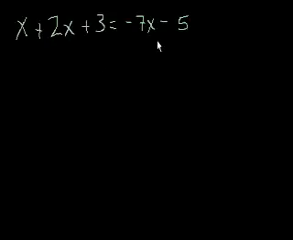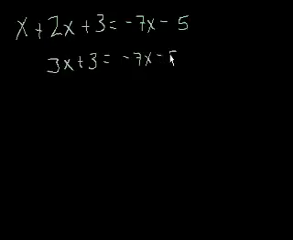So the first thing we can do is we could try to simplify each of the sides. Well, on this left side we have this x plus 2x. Well, what is x plus 2x? Well, that's like saying I have one apple and now I have two apples. So here I have one x and now I have two more x's, and I'm adding together, so that equals 3x. 3x plus 3 is equal to minus 7x minus 5.